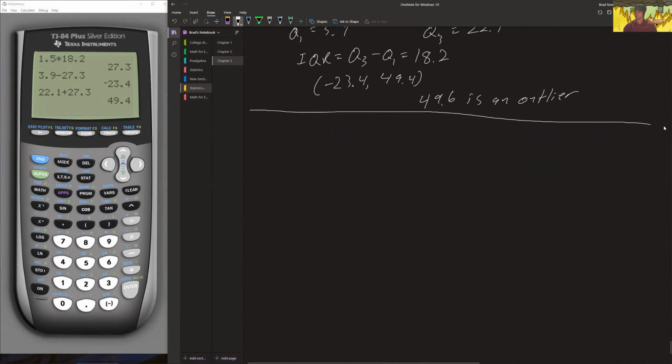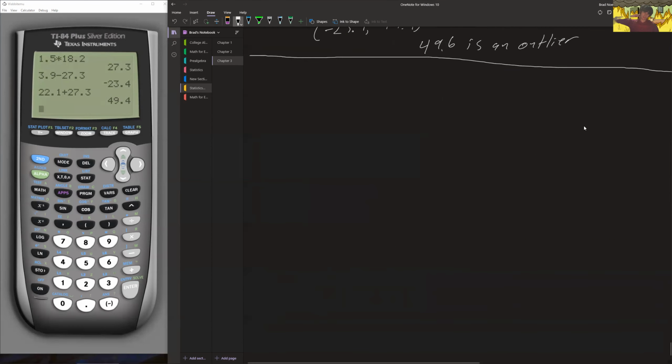Now let's go ahead and change gears a little bit. The next thing I want to talk about is the concept of what is called a z-score, otherwise known as a standard score. Okay.